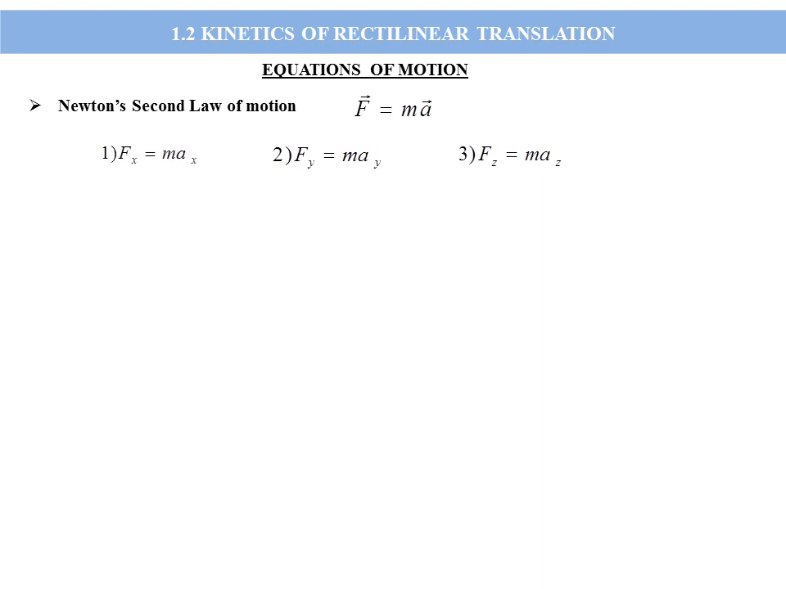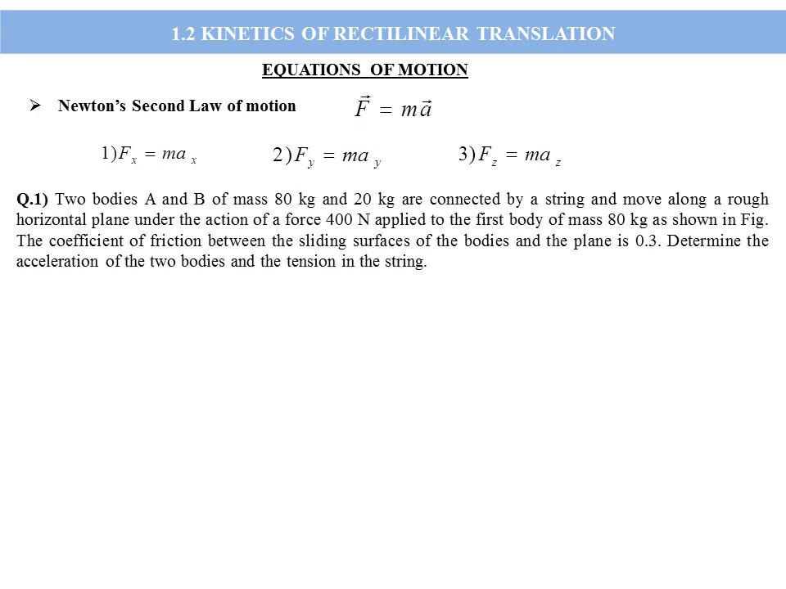Okay. Now we will go to a simple problem. Question number 1: two bodies A and B of mass 80 kg and 20 kg are connected by a string and move along a rough horizontal plane under the action of a force of 400 Newton applied to the first body of mass 80 kg, as shown in the figure. The coefficient of friction between the sliding surfaces of the bodies and plane is 0.3. That is, mu is equal to 0.3 for all the surfaces. You need to determine the acceleration of the two bodies and the tension in the string. You need to find the acceleration of A and acceleration of B and the tension in the string.